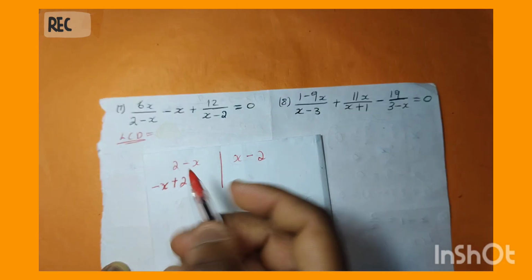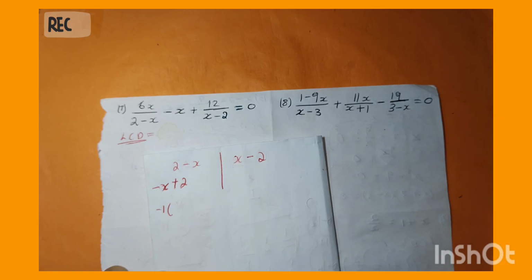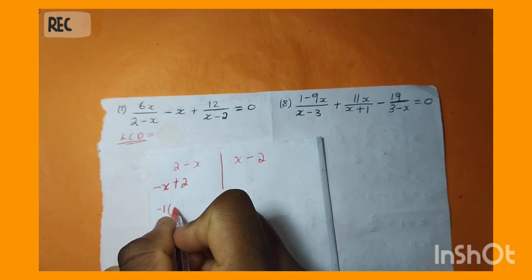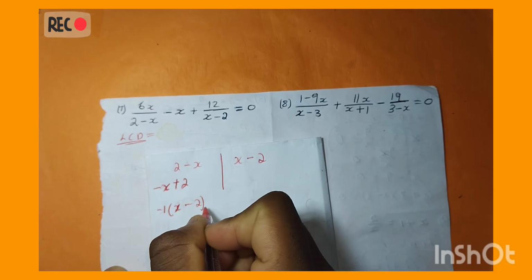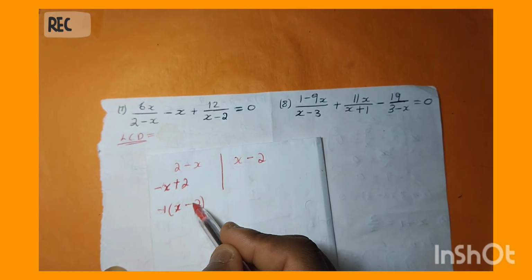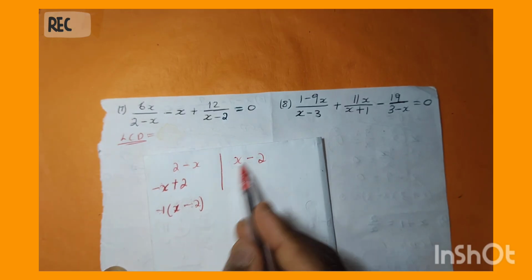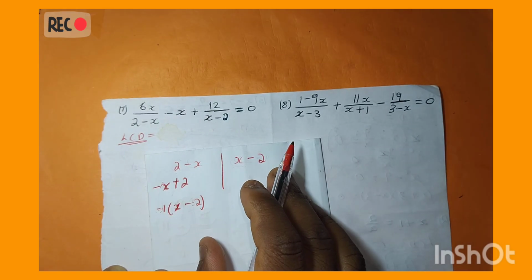So what I can do is take negative 1 as a common factor, so that this thing, when it is divided, becomes positive, and this one becomes negative. Because when you divide, same sign gives positive, different sign gives negative. So now these two things, guys, they are the same, as you can see. So now this is what I will do.